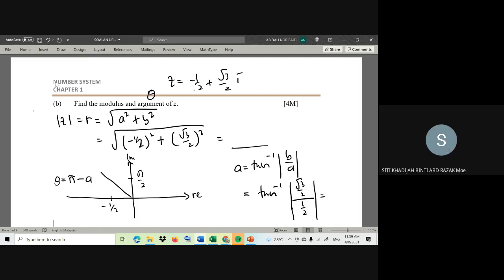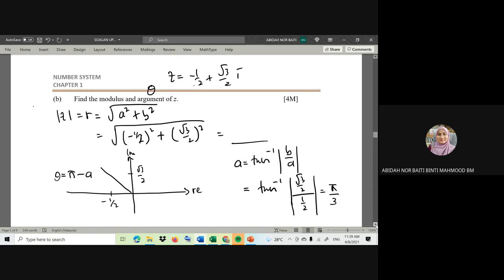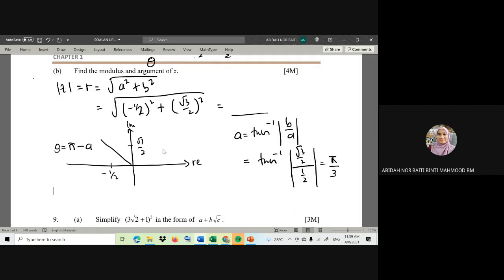Pi over 3. Okay, this is your alpha, not your argument. Belum lagi argument tu. And then to find your argument, we use this formula. Therefore, your argument or your theta is pi minus pi over 3. Dapat berapa? 3 pi over 3 minus pi over 3, 2 pi over 3. Okay, this is our argument. Argument tu adalah theta ya. Nak cari theta kena determine its quadrant dahulu.